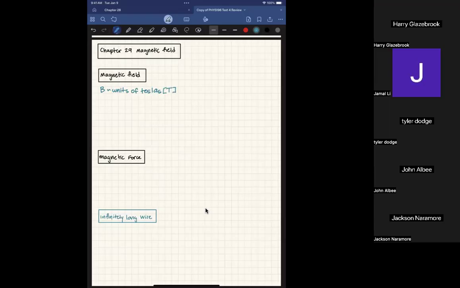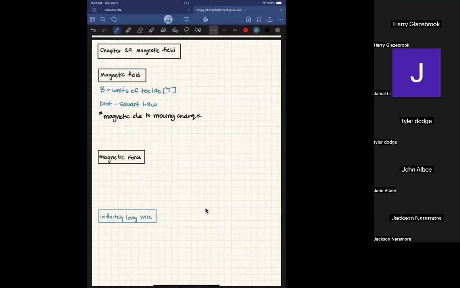Now there's one equation called the Biot-Savart law. And it basically is going to give us the magnetic field due to a moving point source, a moving charge.